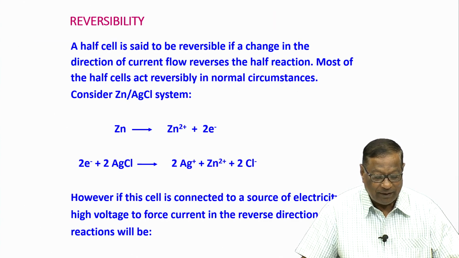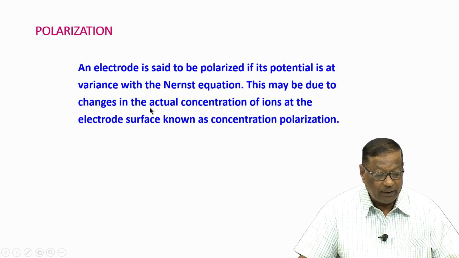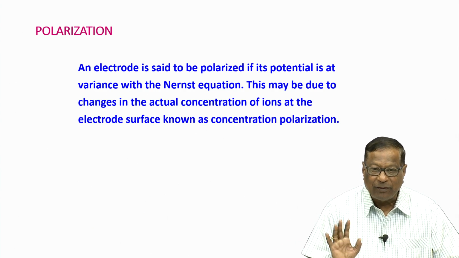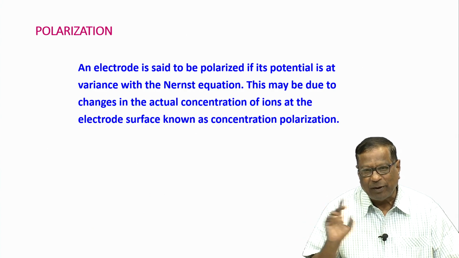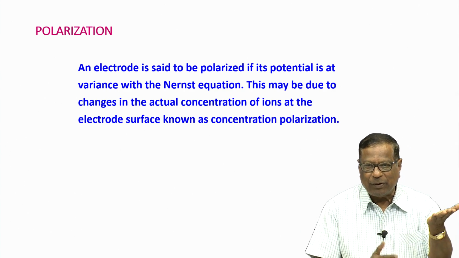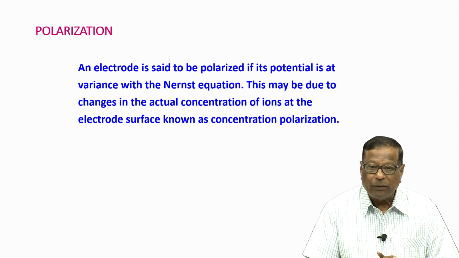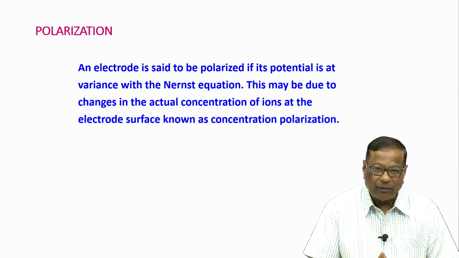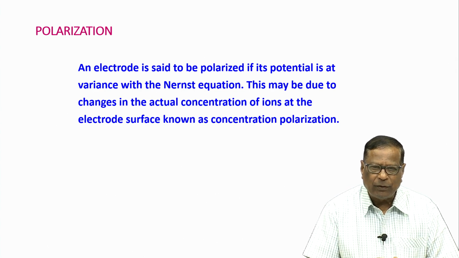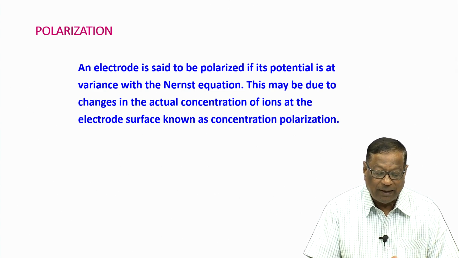Okay. So, that is the concept of polarization. An electrode is said to be polarized if its potential is at variance with the Nernst equation. That means you calculate with respect to concentration, add E naught, and if it is not the same as the actual potential you measure in the voltmeter, then the electrode is polarized. This happens quite often whenever there is poisoning of the electrode, and sometimes deposition. There are many other reasons, we will go into that later.